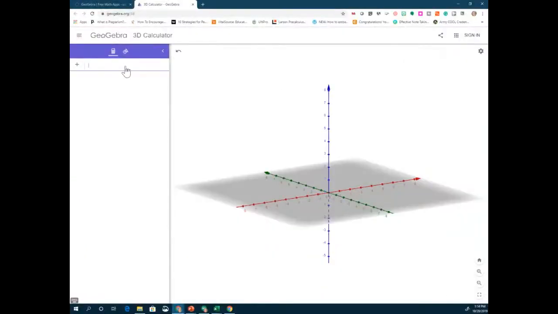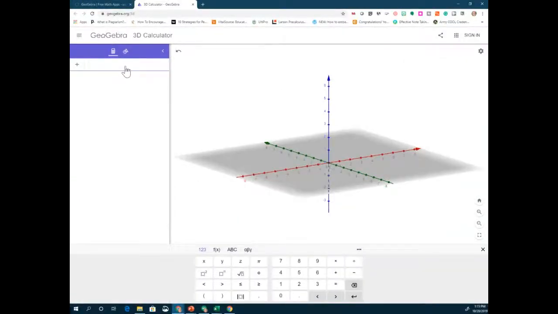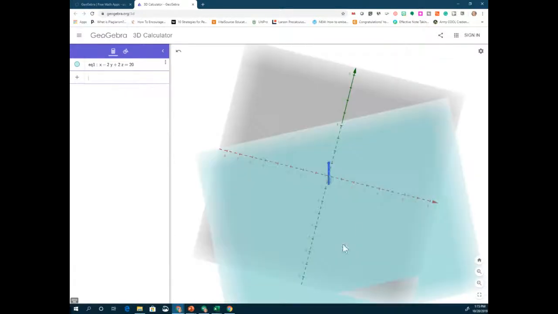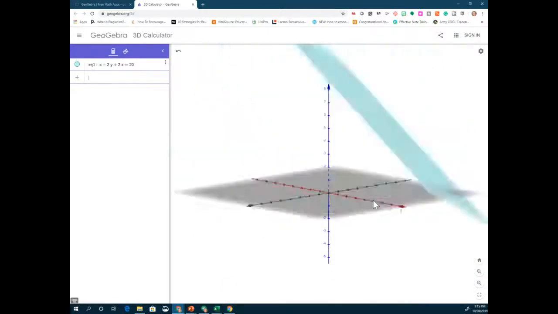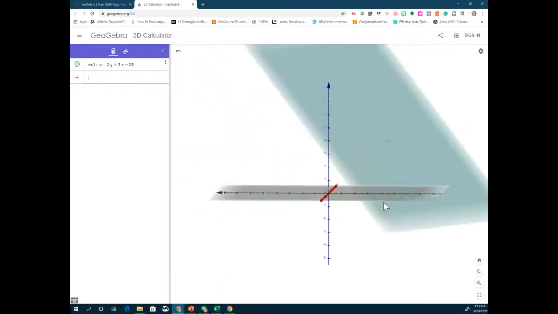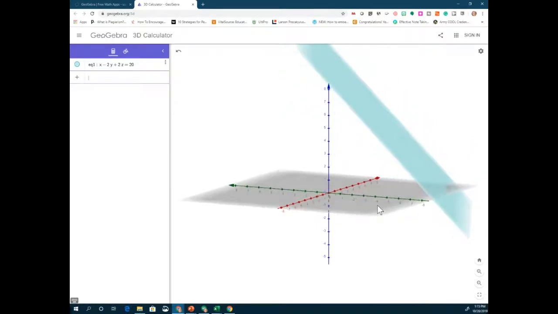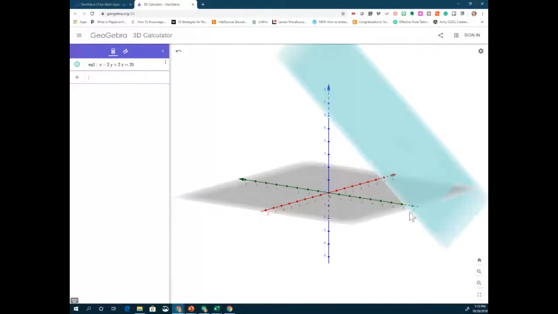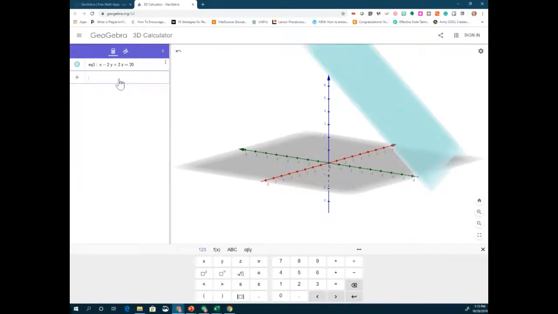So I'm going to bring this back up again. First I'm going to type in equation 1: x minus 2y plus 2z equals 20. And that is a flat surface, this blue surface that you're seeing. You can rotate and see how it's a flat surface as I'm rotating. That's called a plane. So we have a plane when we have three variables. Now our second equation is y minus z equals 8. So we're going to get a line here. We should.